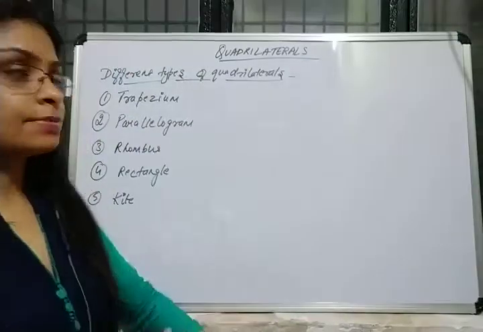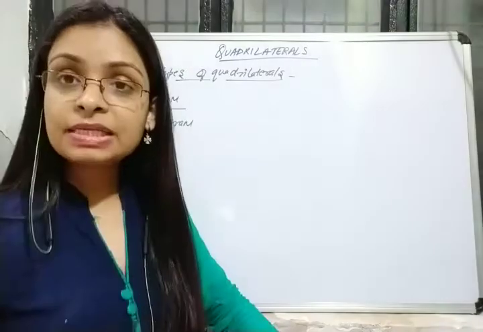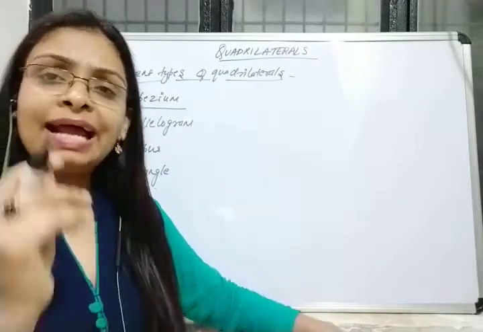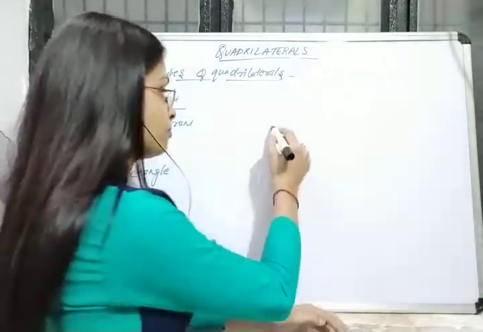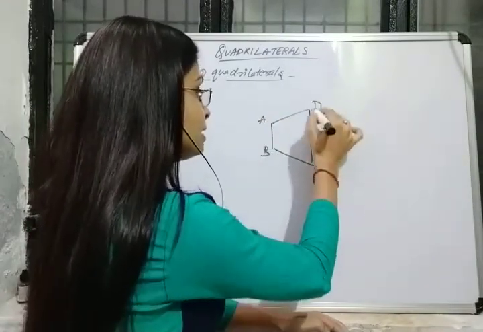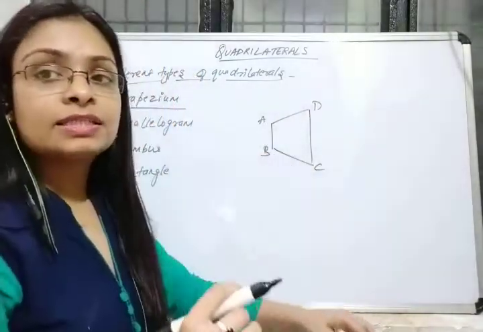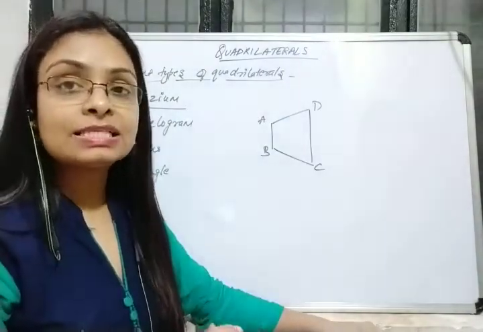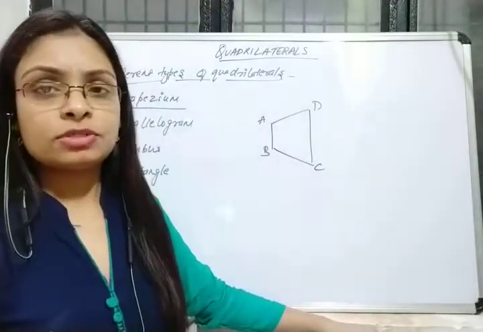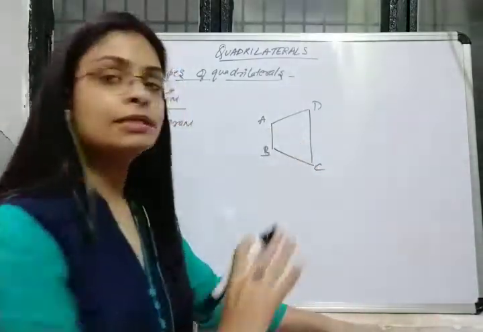The first type is the trapezium. A trapezium is a quadrilateral in which one pair of opposite sides is parallel, at least one pair. If I draw like this, in this ABCD, AB is parallel to CD. Whenever in a quadrilateral at least one pair of opposite sides is parallel, it is a trapezium. It doesn't matter about the other pair of opposite sides.